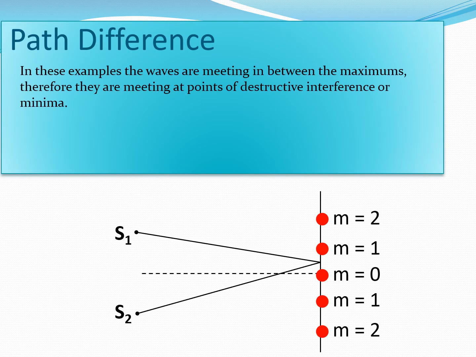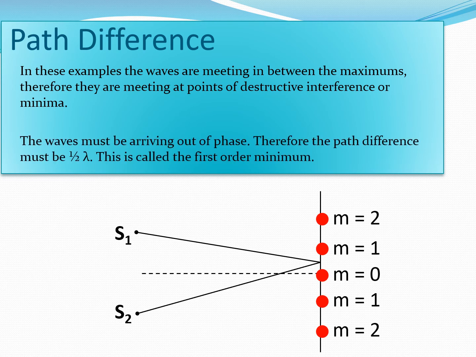Okay, so in these examples, we are going to be looking at when they are meeting in between the maximums. If we are hearing a maximum sound here, a constructive interference, a loud sound, and then we walk here, we'll hear a quiet sound. Now, if we hear a quiet sound, we know that the waves must be arriving out of phase, therefore destructive interference happens. We don't call this a maximum, we call this a minimum or a minima.